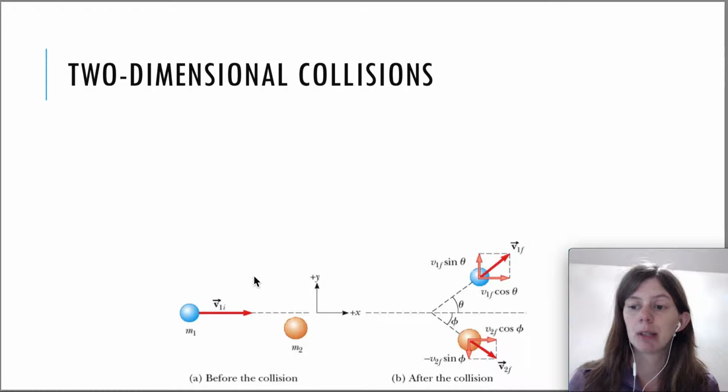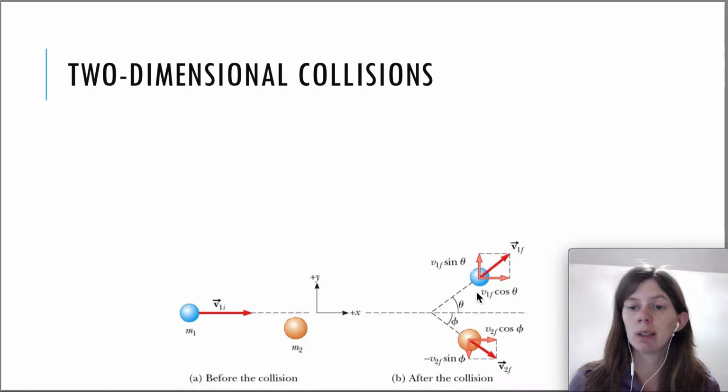So here I just have a picture of a sample two-dimensional collision where the blue ball M1 is hitting the orange ball M2, but it's not hitting it right head-on. It's hitting it on the side here, so it causes both of them to go off at an angle. So now that means that this has become a two-dimensional collision because the final velocities have x and y components.